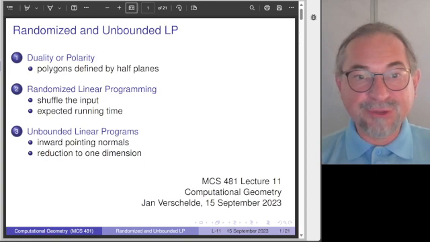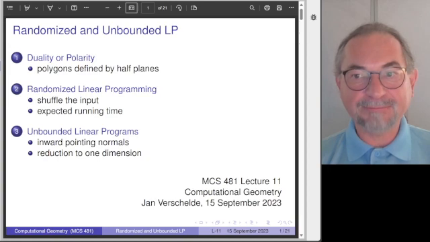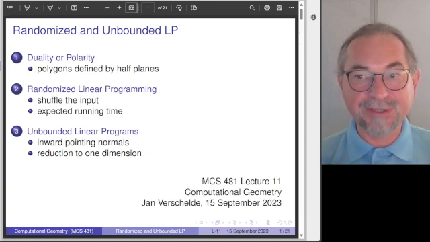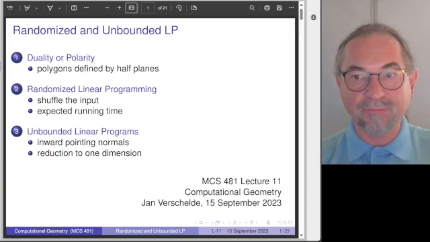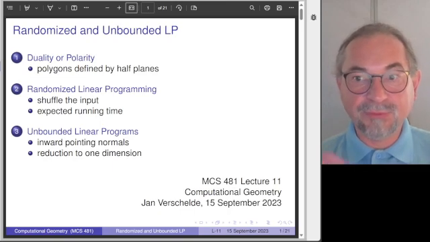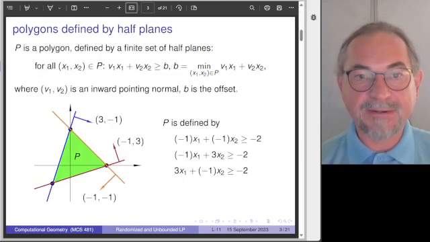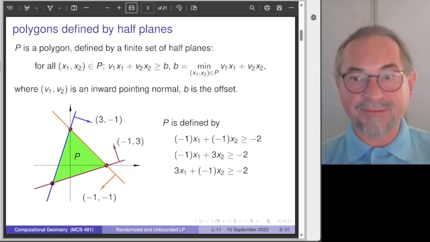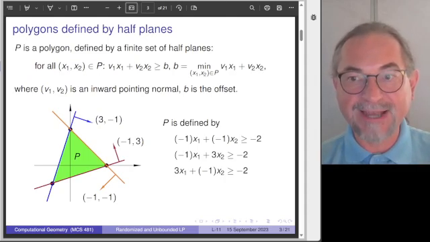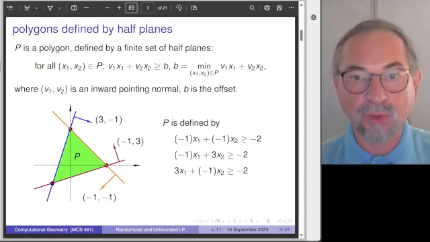But I will start by introducing the important notion of duality or polarity. So in the start of the course, we introduced a polygon as the convex hull of a point set. This week, in chapter 4, we look at polygons as the intersection of half planes. The two views are equivalent. We also have the convention that we can work with outward pointing normals or inward pointing normals.